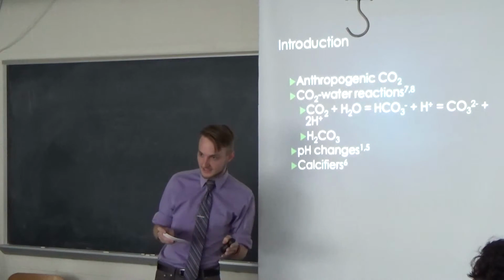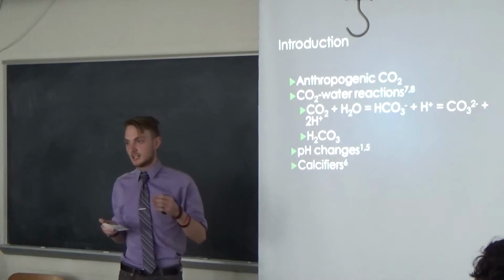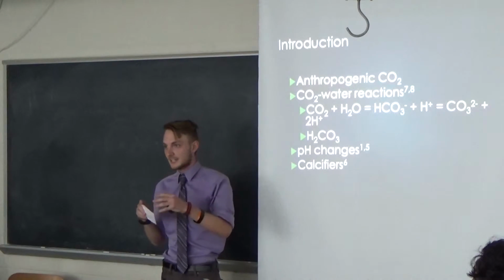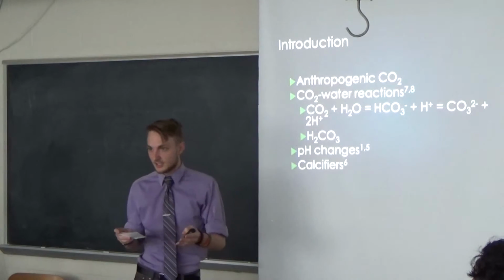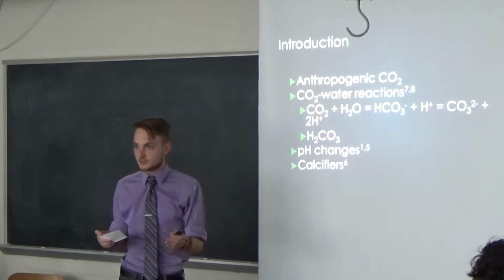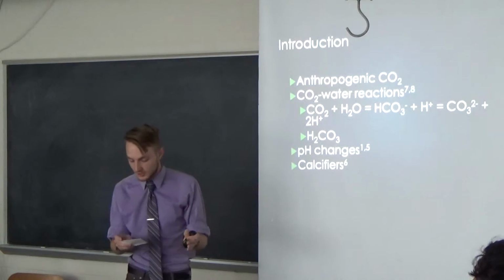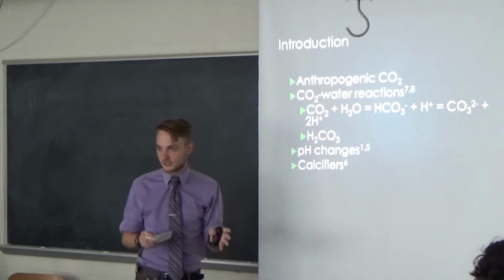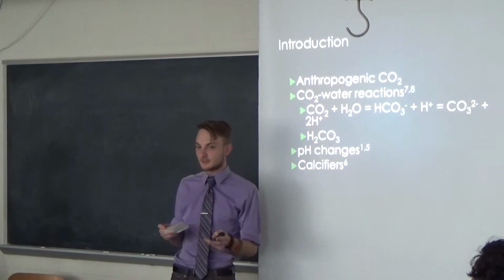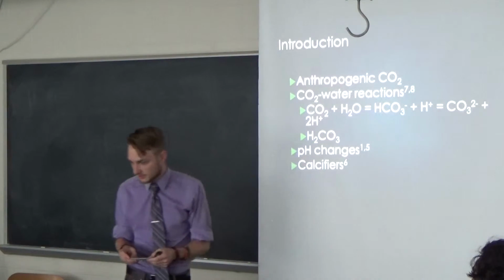Now, the most affected marine organisms by this acidification are calcifiers, ones that make carbonate shells. And that's due to the fact that the increased CO2 both decreases pH, which can lead to dissolution of their shells, and decreases the number of carbonate ions, which impedes their ability to make the shells.